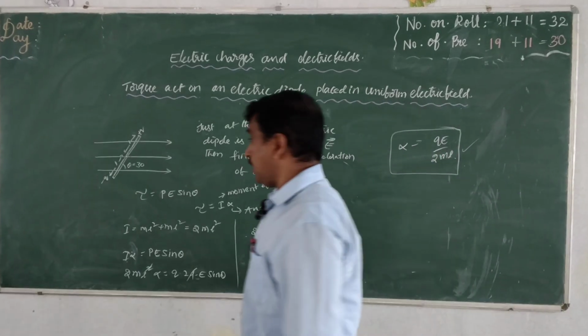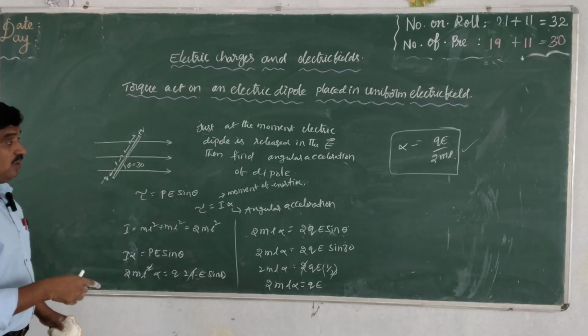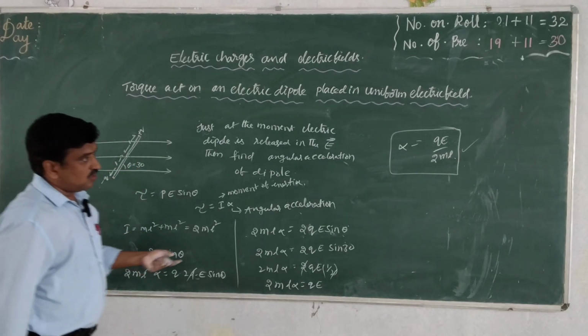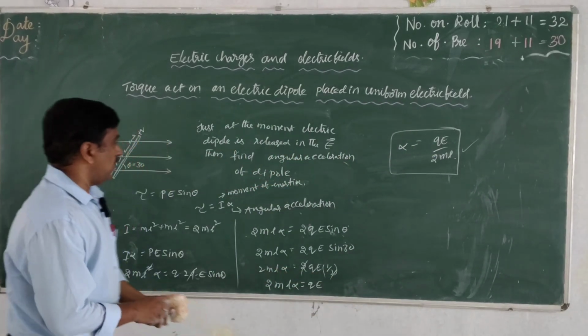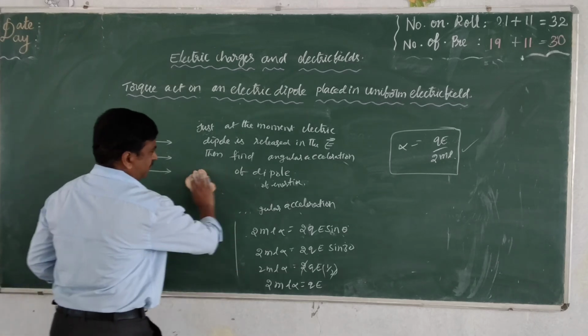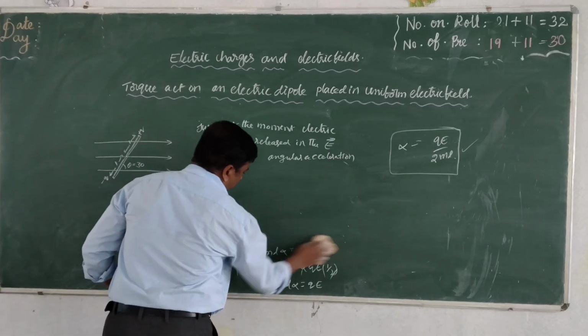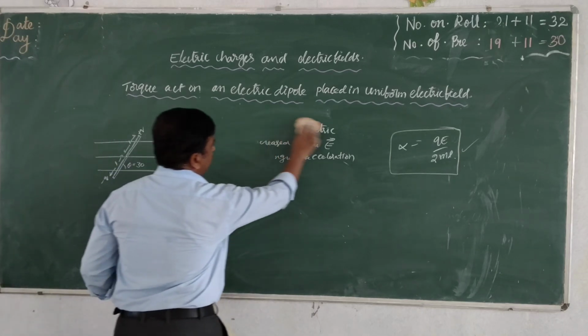What is the angular acceleration of the electric dipole when it is placed in the uniform electric field at an angle of 30 degrees? Alpha equals QE by 2 ml. Next, here is one more problem: if the electric dipole is slightly displaced from its equilibrium.